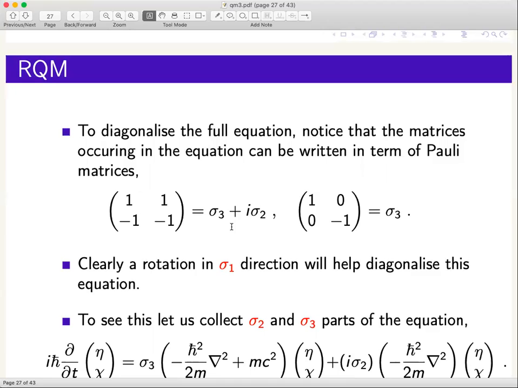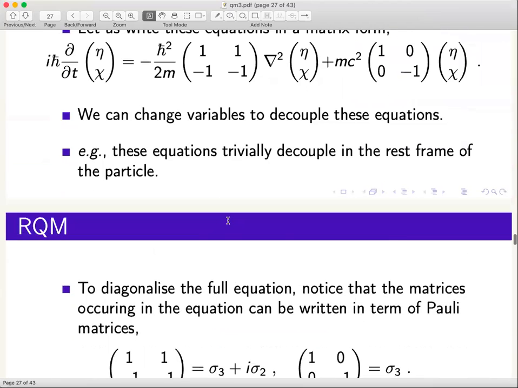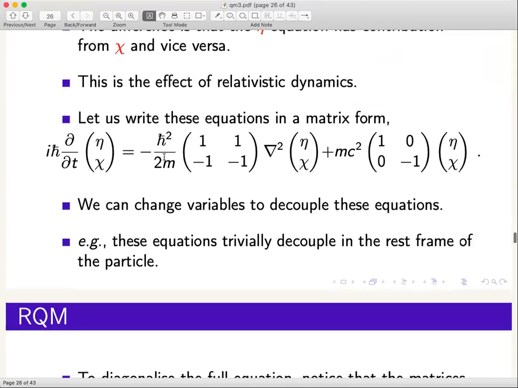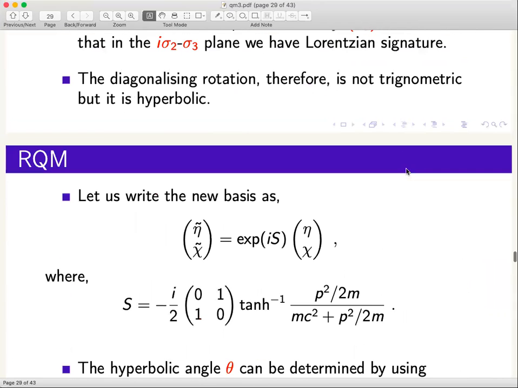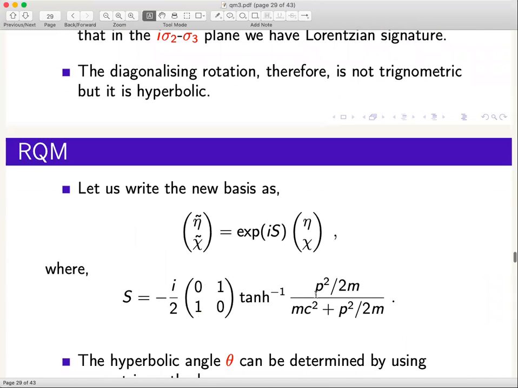Even if you don't think of them as sigma 3 and sigma 2, which are really a convenience, you don't worry about it. You just look at this equation. There's a 2 by 2 matrix, 1 1 minus 1 minus 1, and the other one is just 1 minus 1 diagonally, and you want to ask how you diagonalize this. The answer is written in terms of a matrix which is off diagonal 1 1.